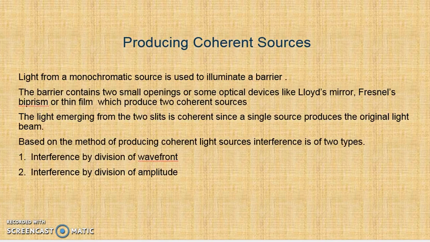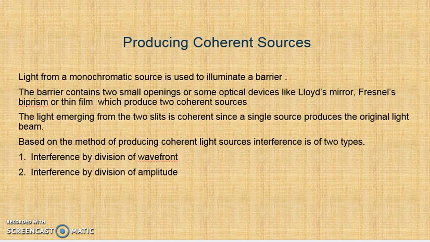To produce coherent sources, there are two methods. One is division of wavefront and second is division of amplitude. Light from a monochromatic source is used to illuminate a barrier like small openings or some optical devices like Lloyd's mirror, Fresnel biprism or thin films to produce two coherent sources. The light emerging from these are coherent since a single source produces the original light beam.